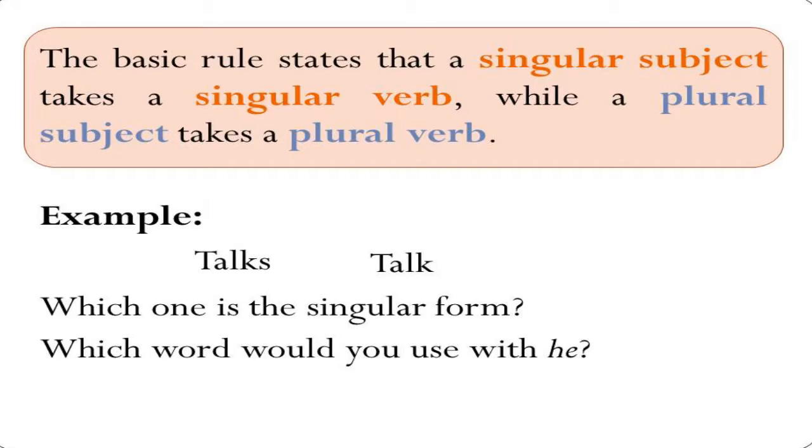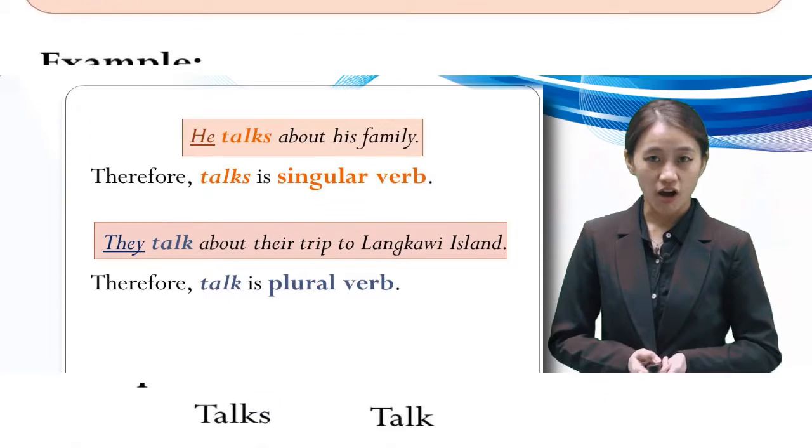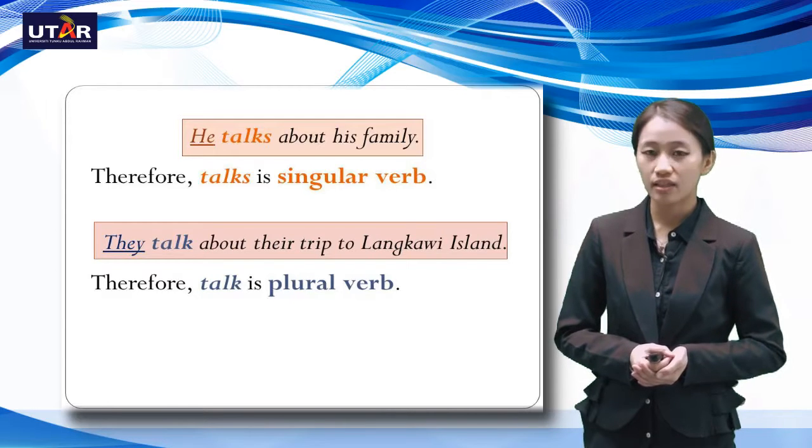Talks and talk. Which one is the singular form? So we already know the rule states that singular verb, singular subject together, plural subject, plural verb together. But now the question, which of these is the singular form? Talks and talk. So if you're not able to answer this question, maybe this will help you. Which word would you use with he? Would it be he talks or he talk? So if you answered he talks, then good for you, as that is the correct answer.